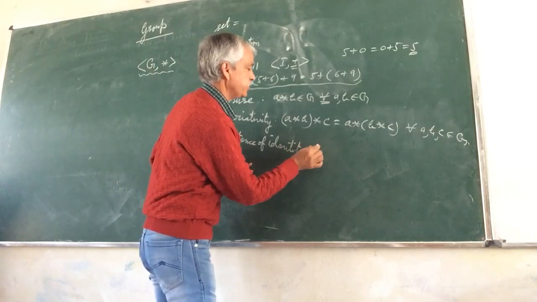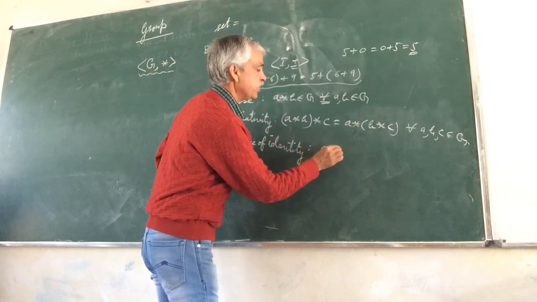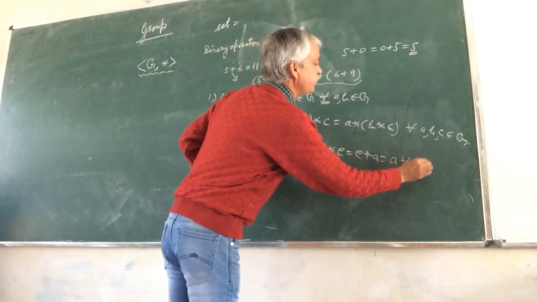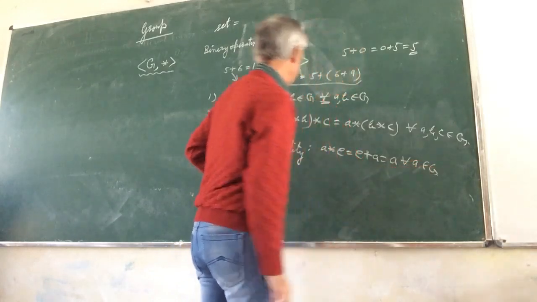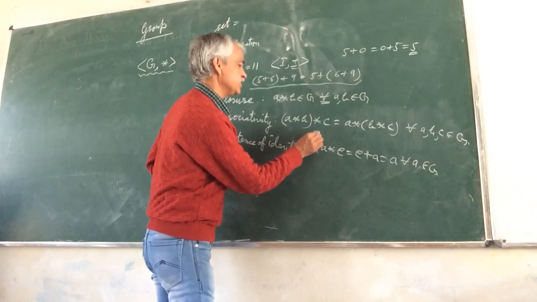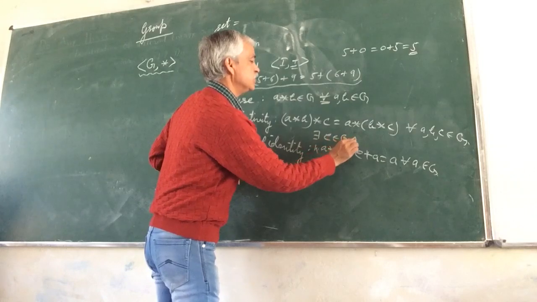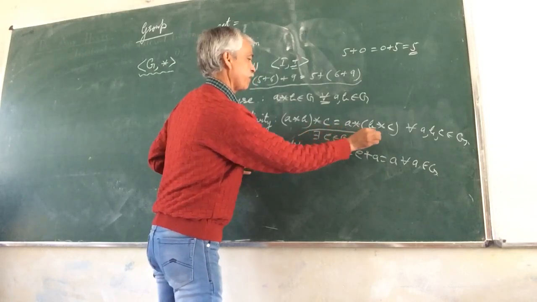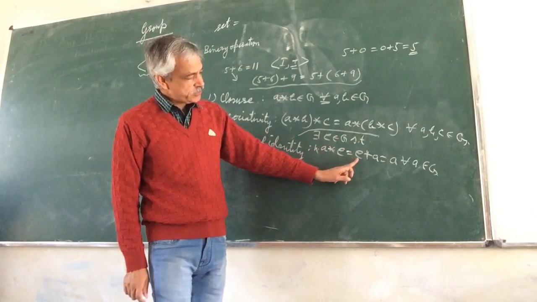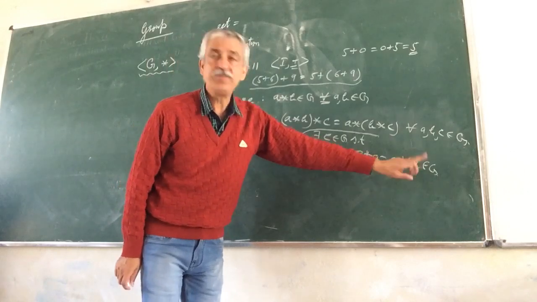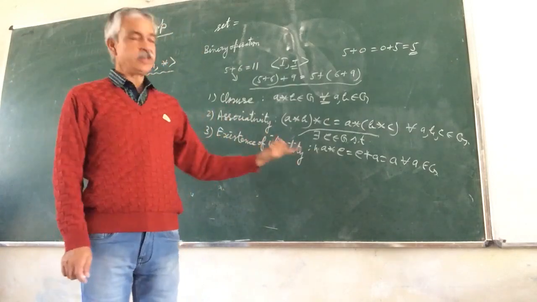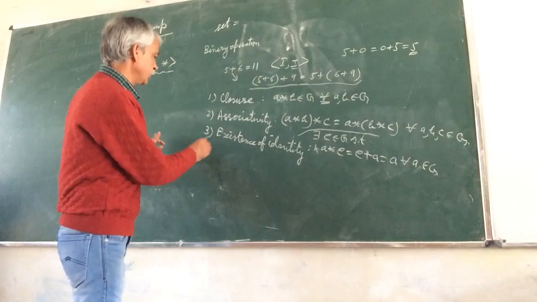So this property can be written symbolically as A star E is equal to E star A equal to A for all A belonging to G. You can write here as there exists E belonging to G such that A star E is equal to E star A is equal to A for all A belonging to G. This property is called existence of identity element. Identity or identity element, one and the same thing.